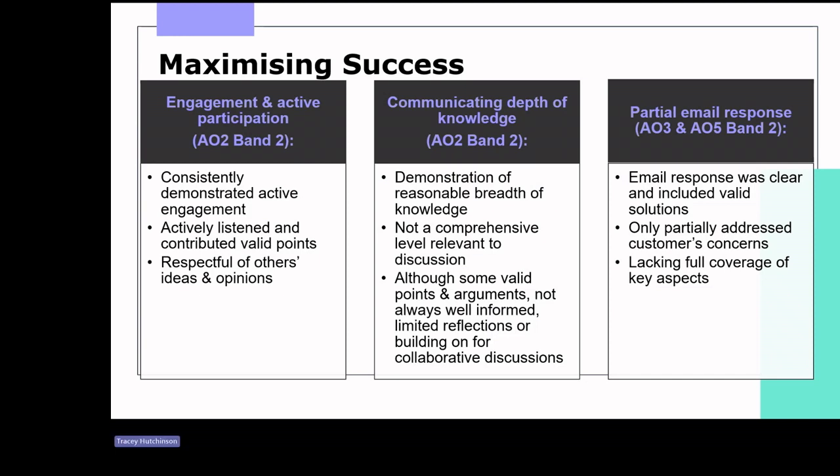And in regards to the email, there was a partial email response. This evidences Band 2 criteria for AO3 and AO5. So the email response to the customer's concern was clear and included valid solutions. However, the response only partially addressed the customer's concern, lacking full coverage of economic aspects and hydrogen yield concerns and solutions.